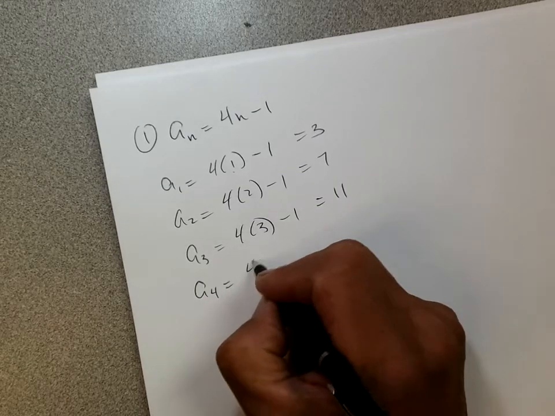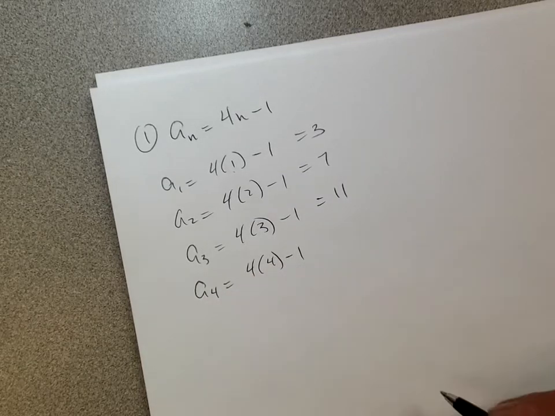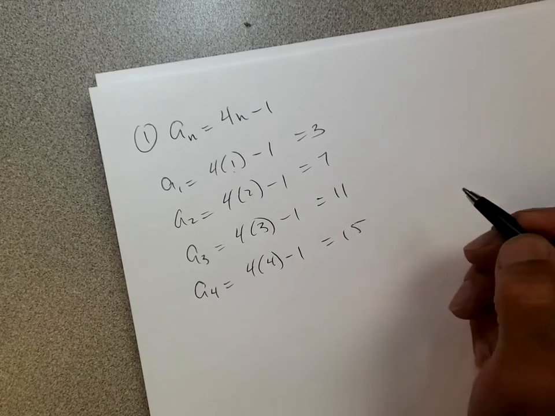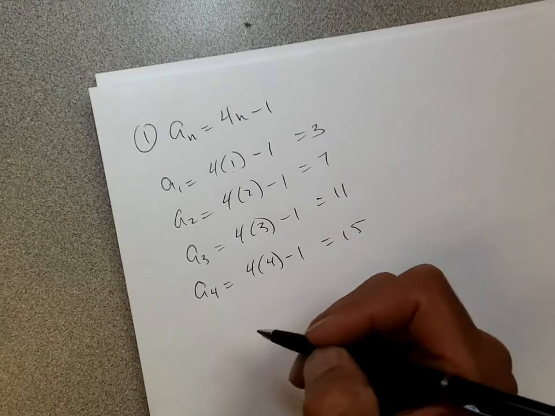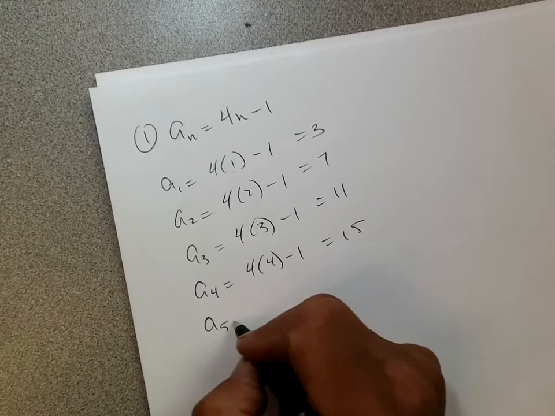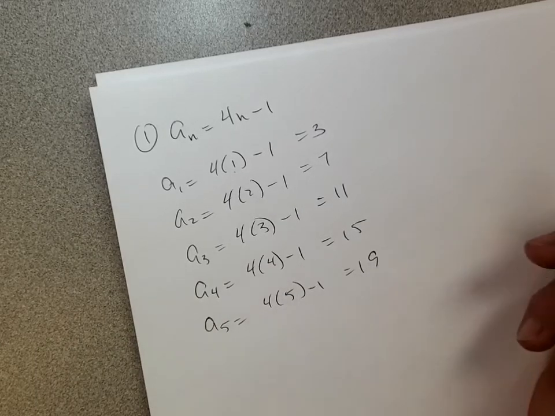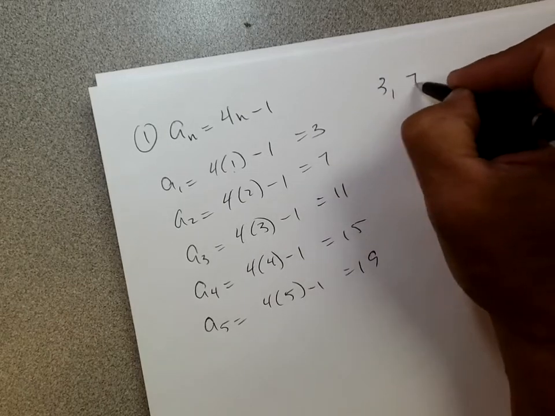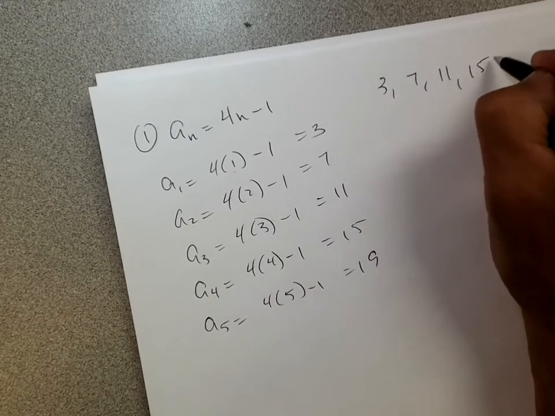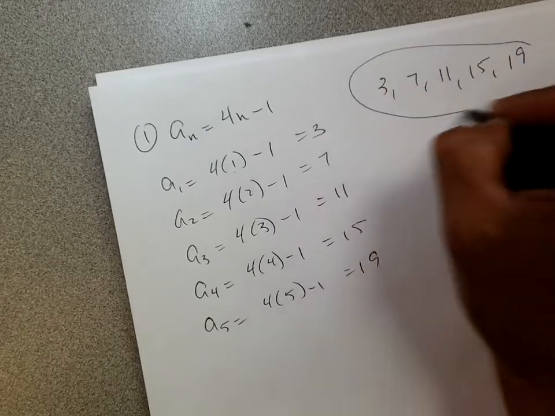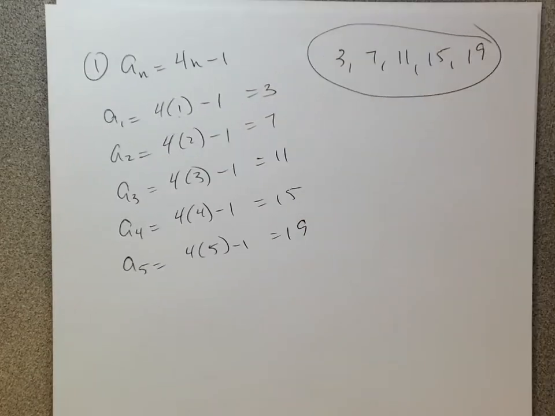A4 is 4 times 4 minus 1, which is 15. A5, I think I have to make the first 5 terms. Yeah, A5 is 4 times 5 minus 1, which is 19. So there it is, 3, 7, 11, 15, and 19. Easy, right? Super easy. Nothing to it.